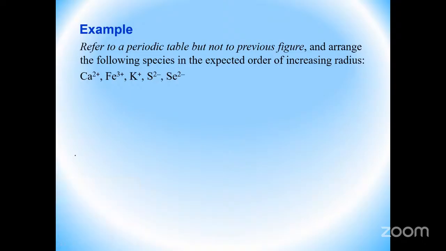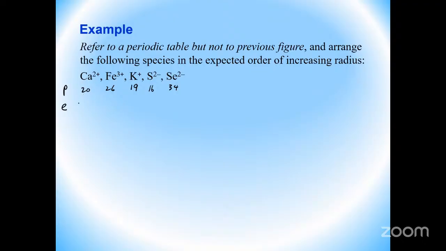So in the case of calcium, I'm just going to construct a little table here. In terms of protons, calcium has 20, iron has 26, potassium has 19, sulfide has 16, and selenide has 34, all right? So those are the number of protons. Now, in terms of the electrons, you have to pay attention to the charges, right?